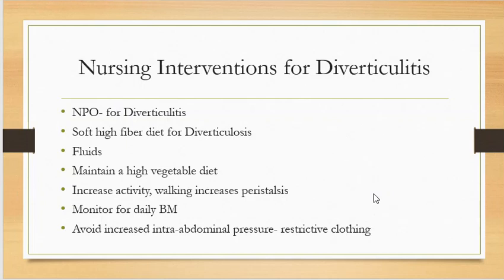And how do we teach our patients to monitor this and to have a healthy diet? So we want a soft, high fiber diet, fluids, which means we want them to have 8 glasses per day. And then we want them to have a high vegetable diet, which means raw vegetables, salads, green vegetables. It's just really important. And then we need them to monitor for their daily BMs.